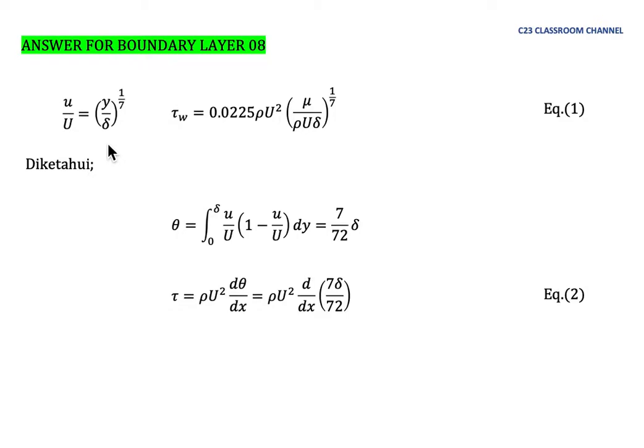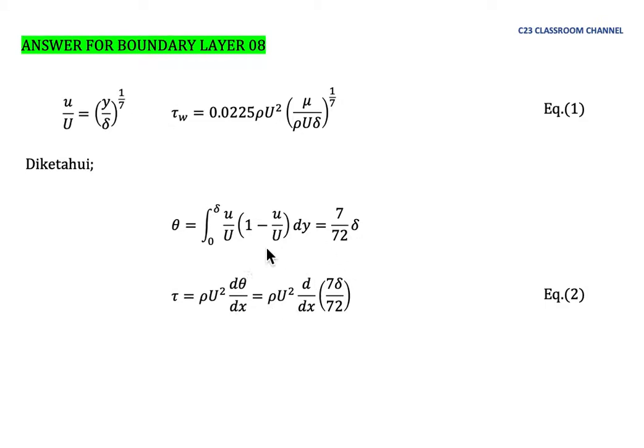So as we know, the 1/7 power law will create a velocity profile of y over delta to the power of 1/7 here. And this is the shear stress for the Blasius resistance calculation. First, we could calculate the value of theta from this velocity profile. From this equation, we could get that theta is equal to 7/72 delta.